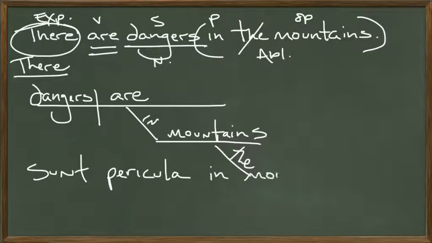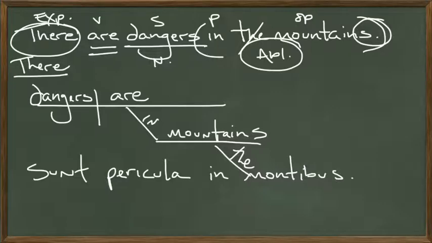Now, mons is mountain. The genitive of mons is montis. So that means of the mountain. To find the root word, we drop the genitive, so we'll get rid of the is, and we're left with mont. And we will add the ablative plural ending ibus, and we will end up with sunt pericula in montibus. Sunt pericula in montibus.